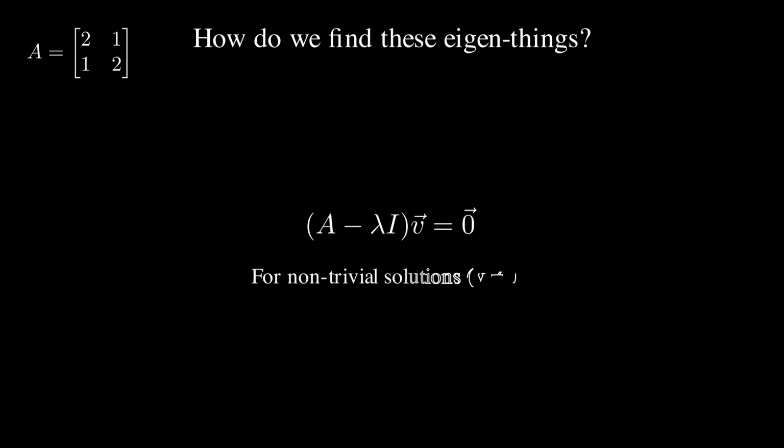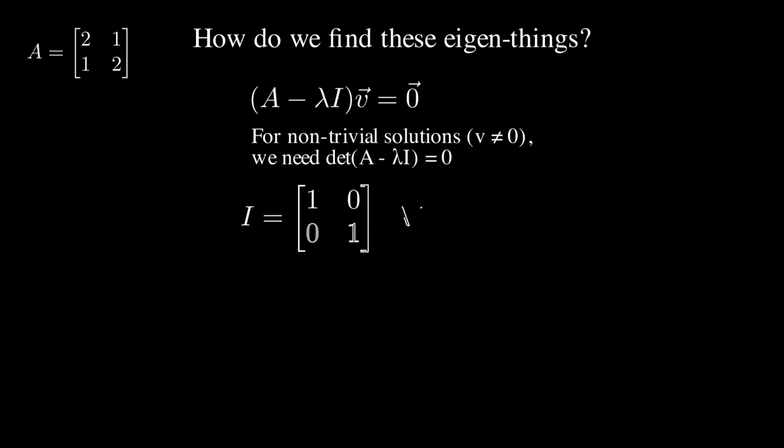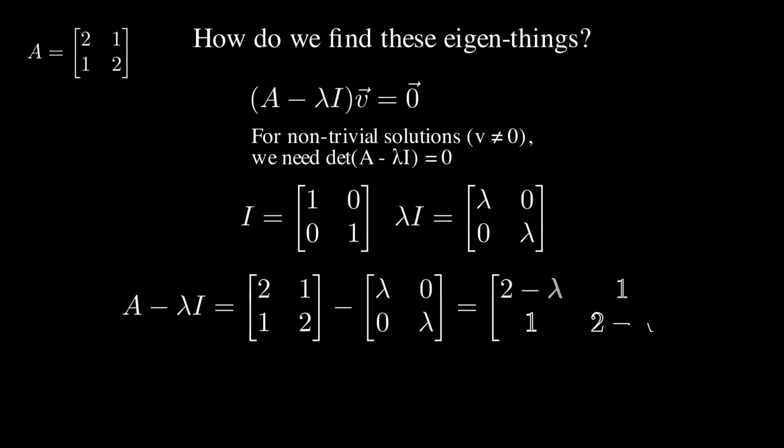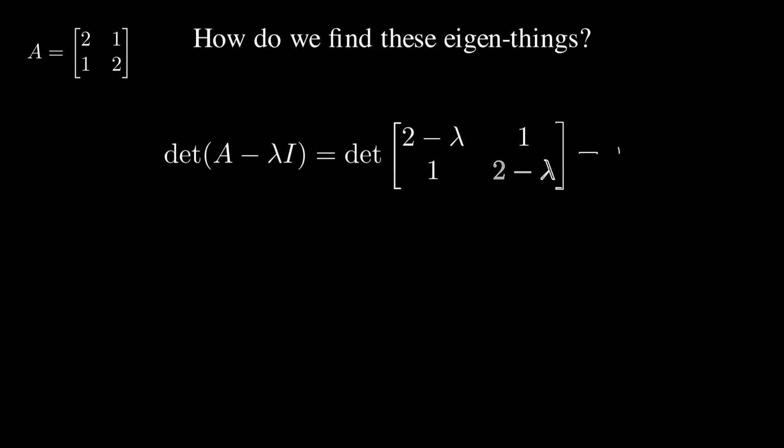For the equation to have non-trivial solutions where vector V is not 0, the determinant of A minus lambda I must equal 0. Let's look at what lambda times the identity matrix means. Now we subtract lambda I from our matrix A, giving us a matrix with lambda terms on the main diagonal. To find eigenvalues, we calculate the determinant of A minus lambda I and set it equal to 0.